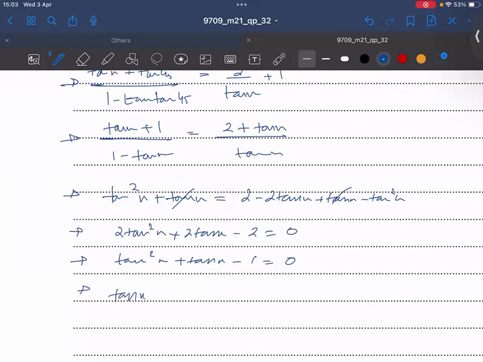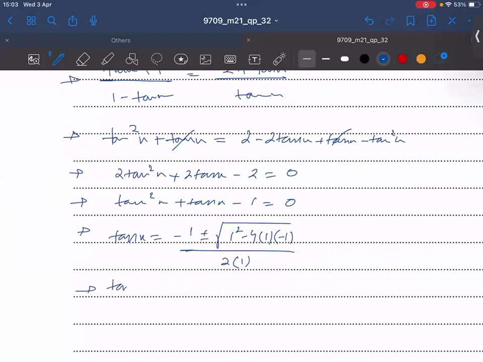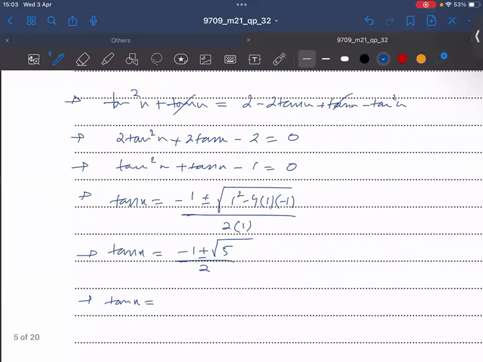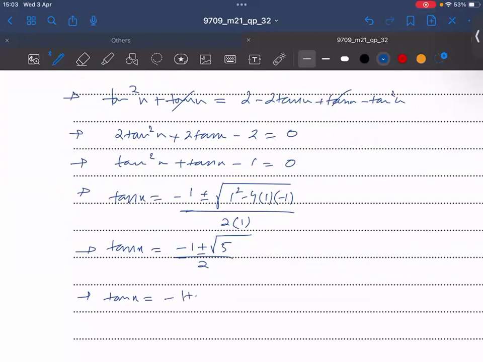So tan of x is going to be equal to -1 plus minus square root of 1 square minus 4 into 1 into -1, over 2 into 1. So the value of tan of x is going to be -1 plus minus square root of 1 plus 4, which is 5. So can you just tell me what are going to be the values of tan of x? It's going to be -1 plus square root of 5 over 2. And tan of x is going to be equal to -1 minus square root of 5 over 2.